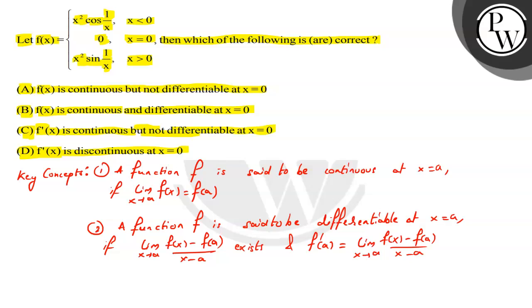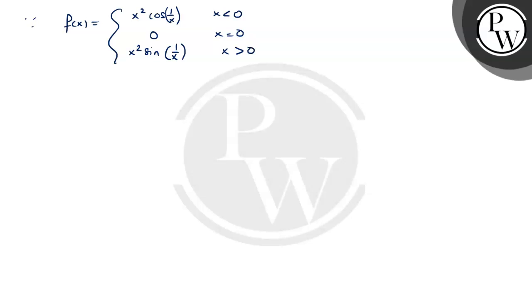Now let's start with the solution. Since we have the function f(x) as x squared times cos of 1 by x for values of x less than 0, 0 for x equal to 0 and x squared times sine of 1 by x for x greater than 0. So let's check continuity of f(x).